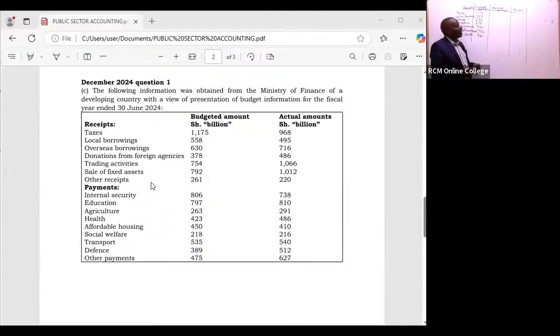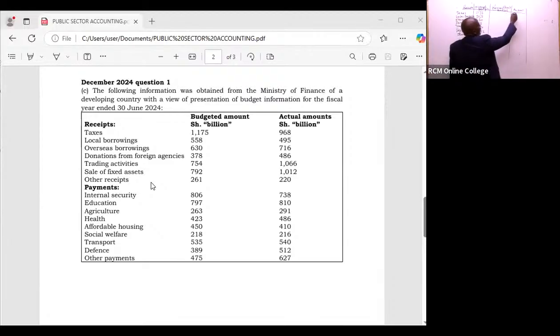Of course you don't work out immediately the revised budget. Remember, revised budget is our final budget. So please, the final budget column at the middle, leave it. Come and copy the actuals.